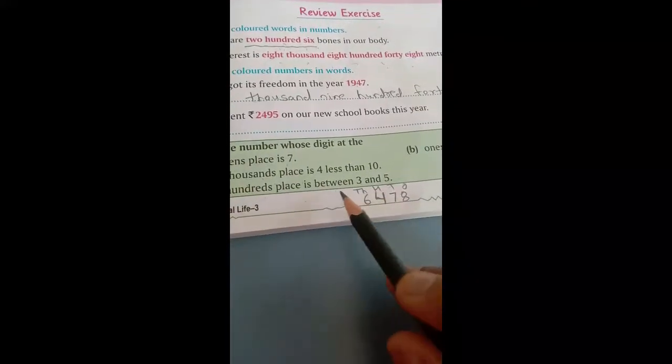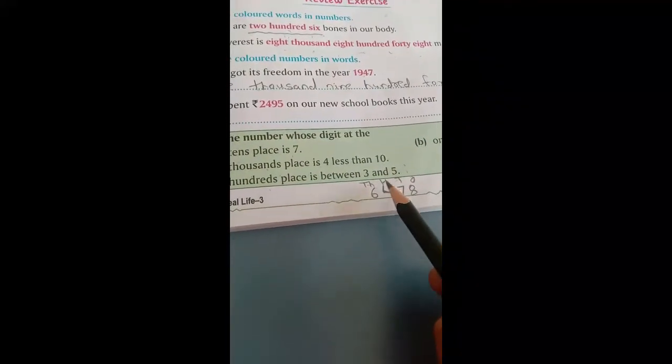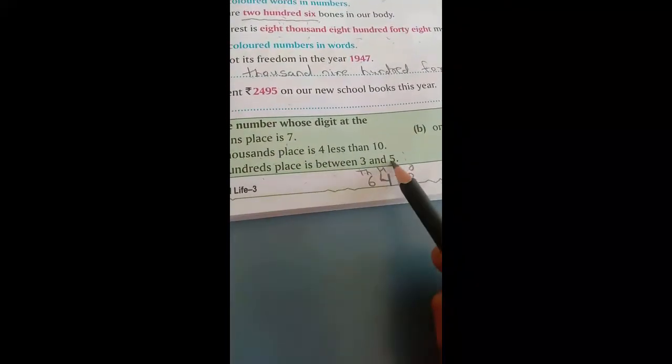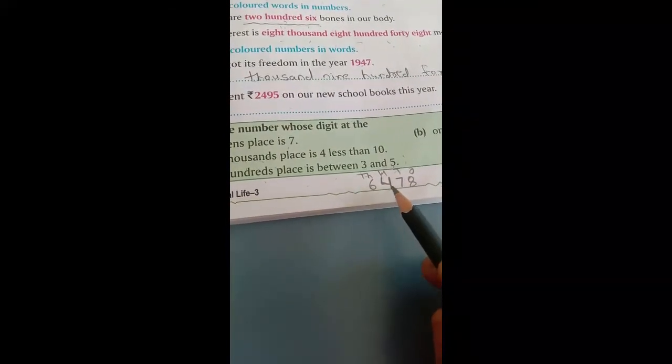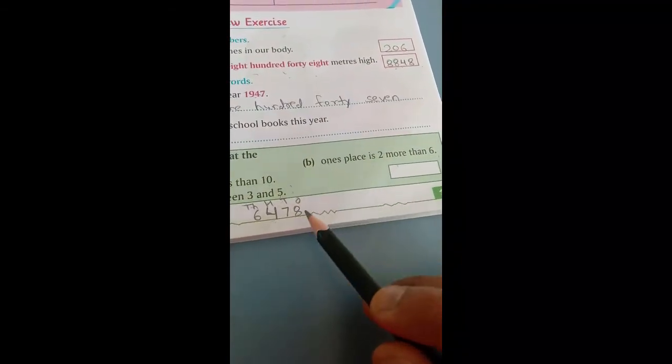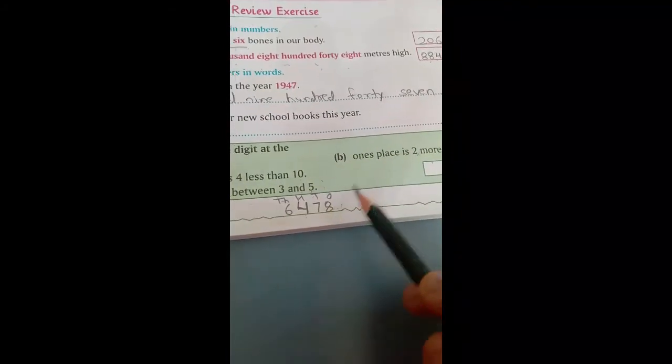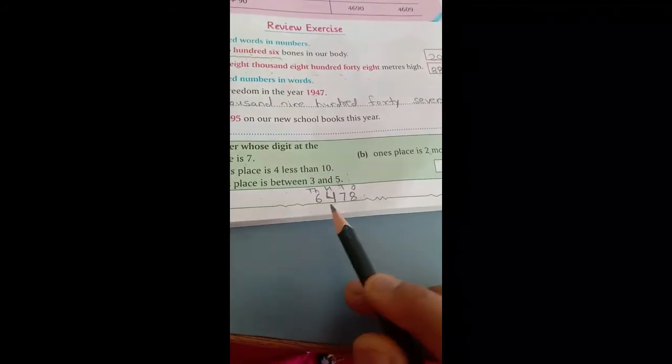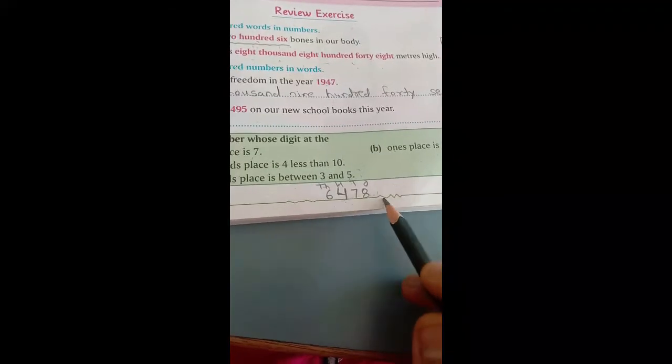100 place is between 3 and 5. The number under 100 is between 3 and 5, so between 3 and 5 is 4. Ones place is 2 more than 6. The number at the ones place is 2 more than 6, so 6 + 2 is 8. So our answer is 6478. So till here our chapter number 1 is done.